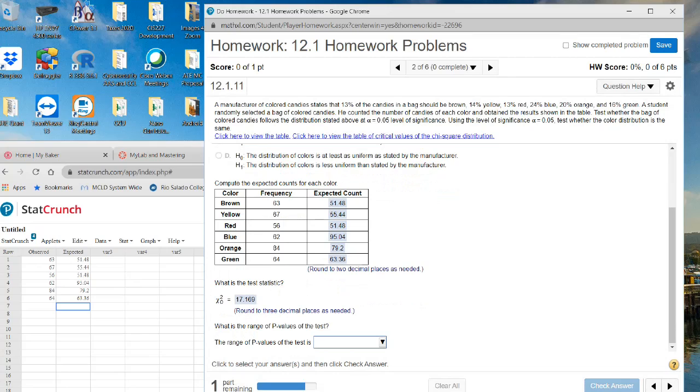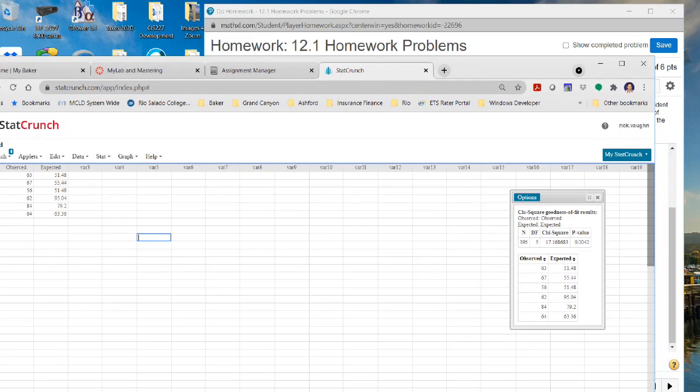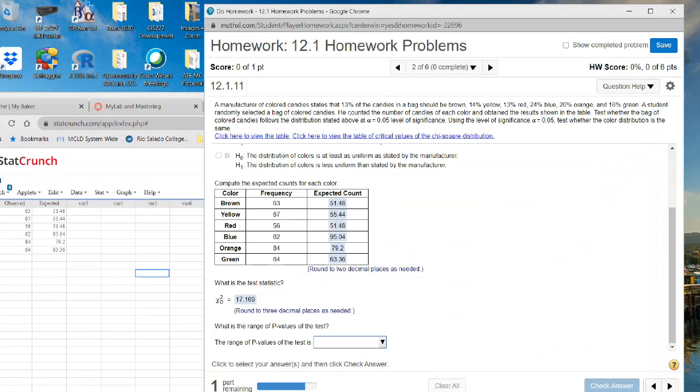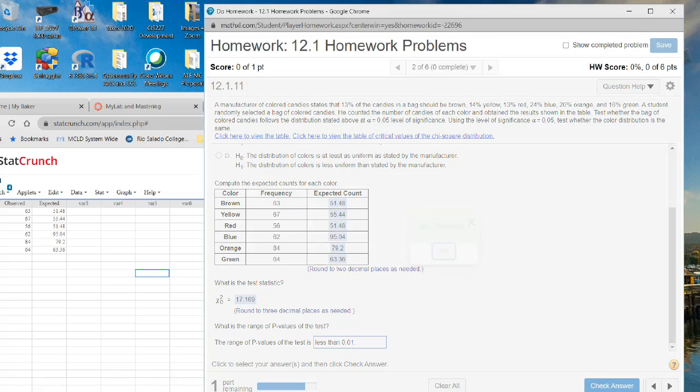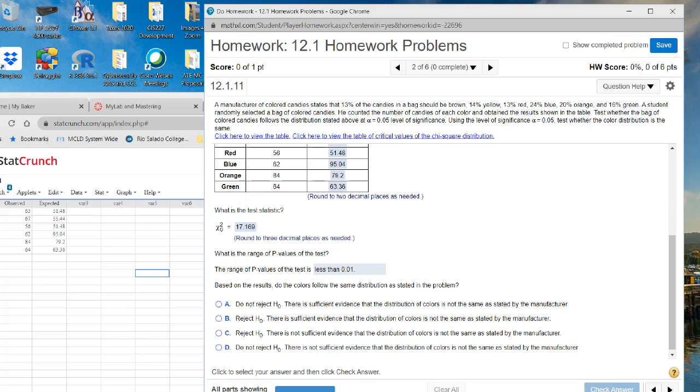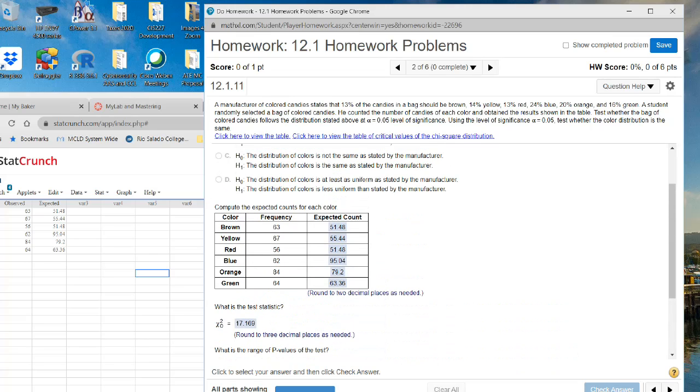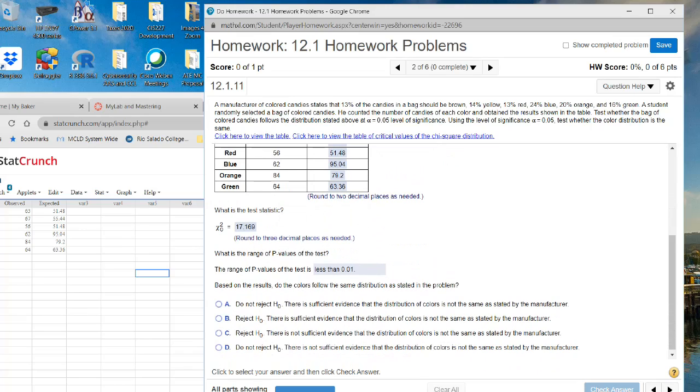The range of p-values. So now let's see if StatCrunch gave us that. They give us the p-value. It's 0.0042. And so the range of p-values: 0.0042 is less than 0.01. And because it's less than 0.01, and our alpha value is 0.05, because our p-value is less than alpha, we're going to reject the null hypothesis. And if you reject the null hypothesis, there is sufficient evidence that the distribution of colors is not the same as it's supposed to be.